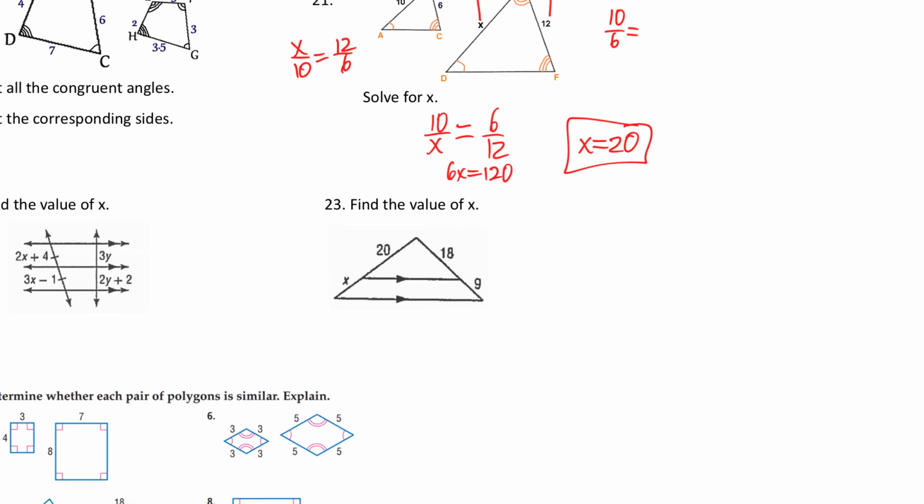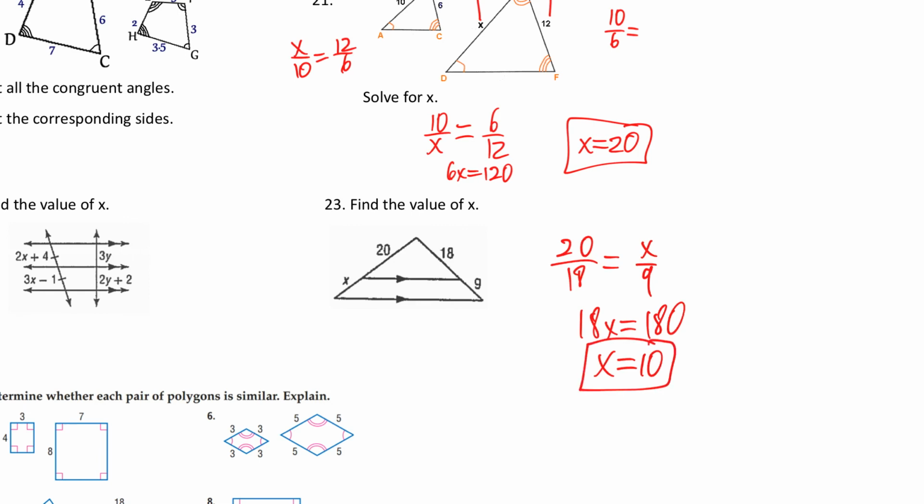All right, on this one, so 20 is to 18 as X is to 9. So 18X equals 180, divided by 18, so X is 10.